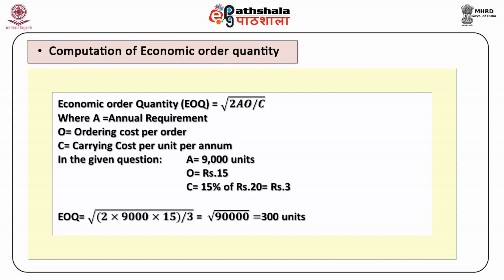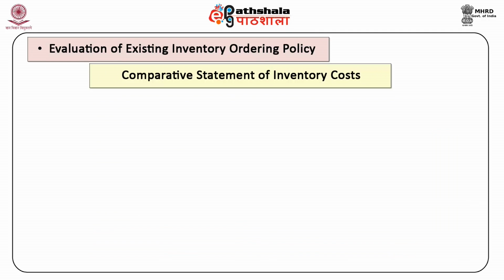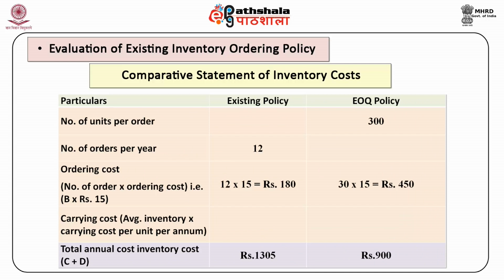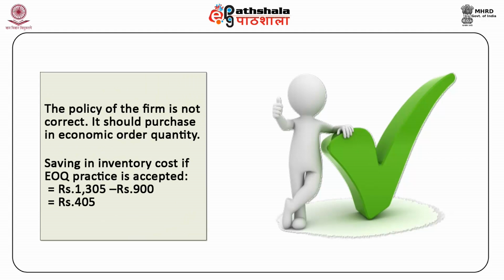to 300 units. You can see a comparative statement of inventory cost wherein the costs have been calculated for the existing policy and that of economic order quantity. The statement suggests that the policy of the firm is not correct. It should purchase an economic order quantity. Saving in inventory cost if EOQ practice is accepted is equal to 1305 minus 900, which is equal to 405.